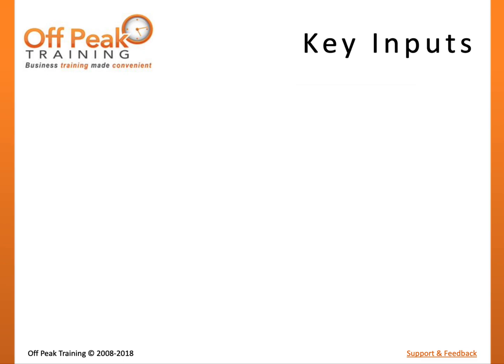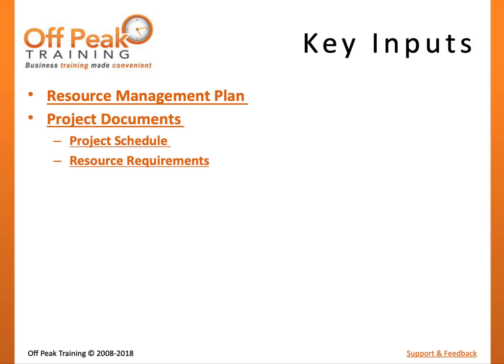The PMBOK guide defines just 3 key inputs to the Acquire Resources process. The Resource Management Plan will outline some of the position descriptions for resources and reporting relationships among the resources and timetables for the acquisition. The project schedule displays when activities will occur, and the resource requirements have documented the labor categories or resource types which will be needed for each activity.